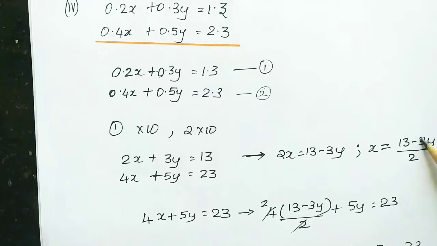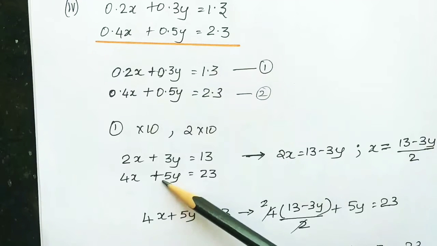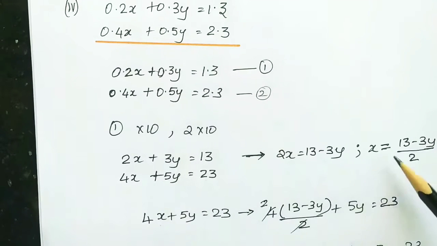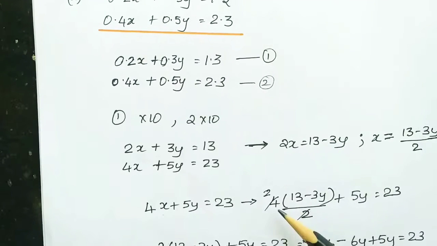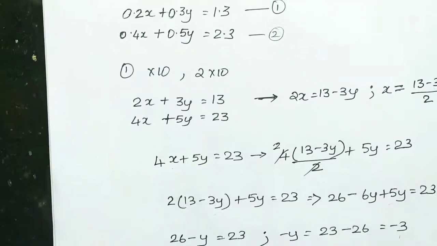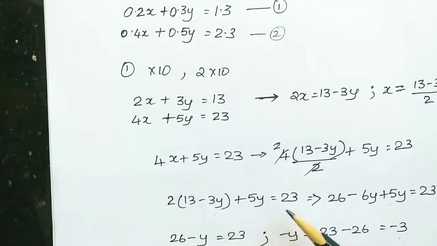Now we've got the value of x. We are going to substitute this value in the other equation. In the place of x, I'm going to substitute (13 minus 3y) by 2. We know that 2 is a factor of 4, hence 2 into 2 is 4. So what you get is 2 into (13 minus 3y) plus 5y is equal to 23. When you multiply this by 2, 26 minus 6y plus 5y is equal to 23.